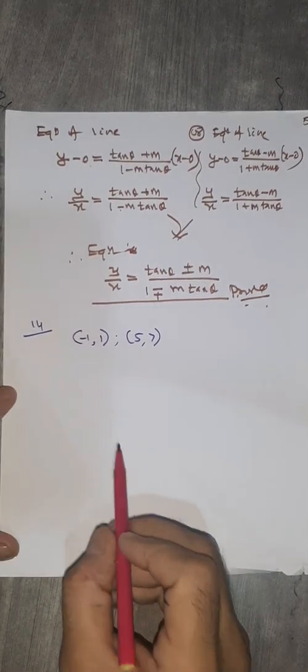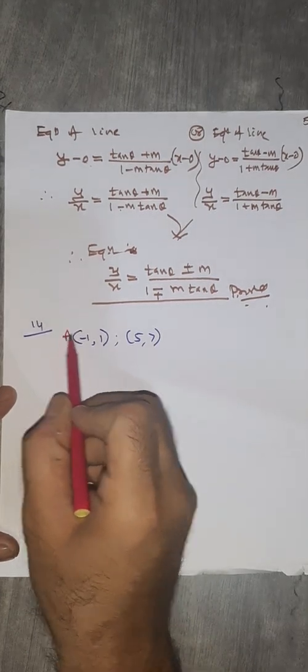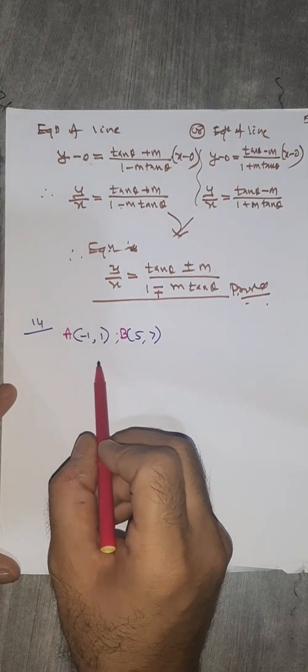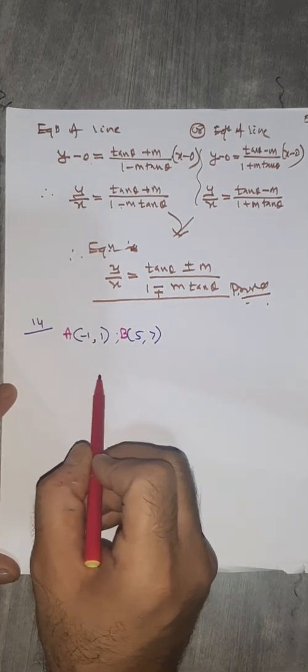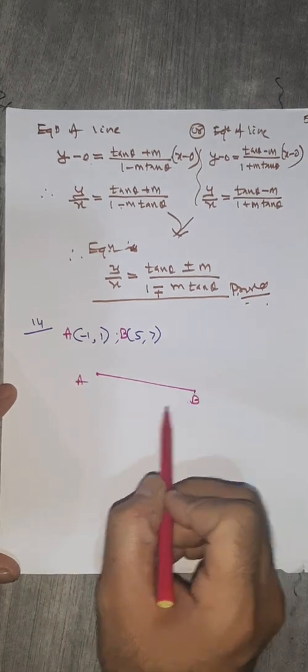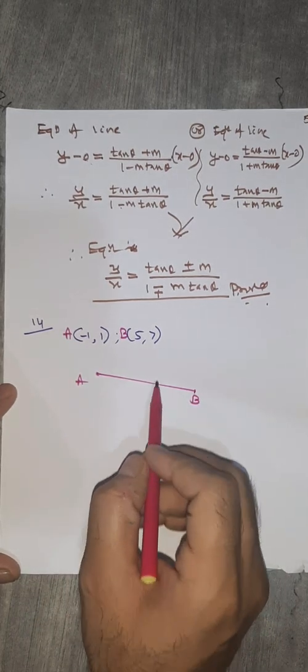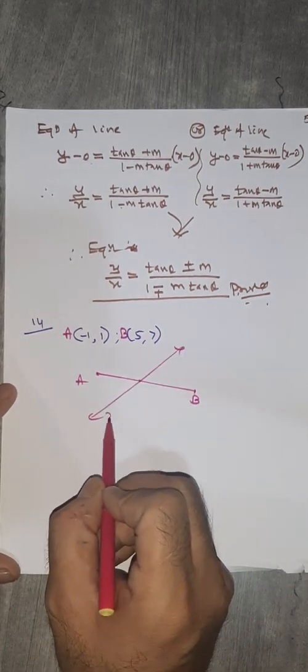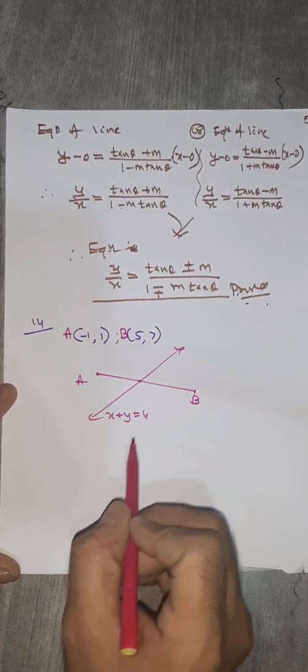So in the next question, you are given two points here. Let me call them A and B. Get the ratio in which the line joining these two, so this is line AB for example, is divided by one more line you are given. Right? So the equation of this line is x plus y equals 4.